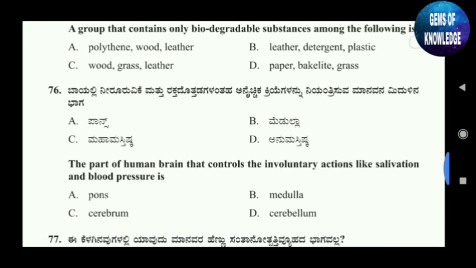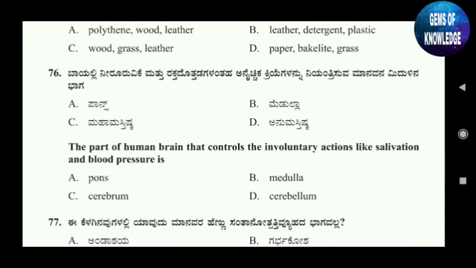Next, 76th one, a part of human brain that controls the involuntary actions like salivation and blood pressure is. So here the answer is nothing but medulla. Okay, so I guess you all are aware of the functions of the parts of the brain. So here the part which is responsible for salivation and blood pressure is nothing but medulla.